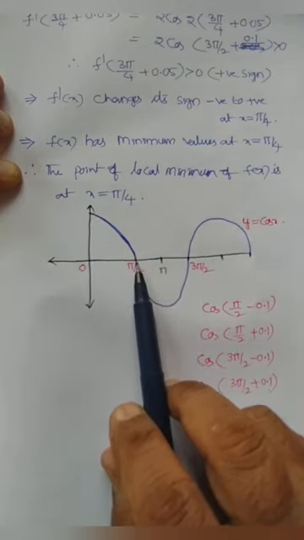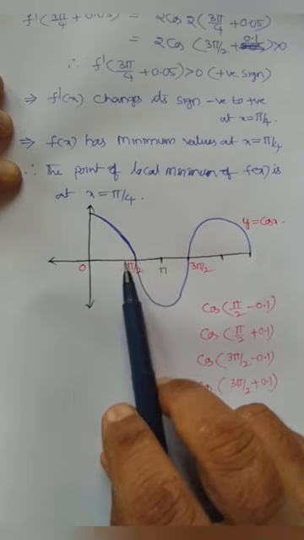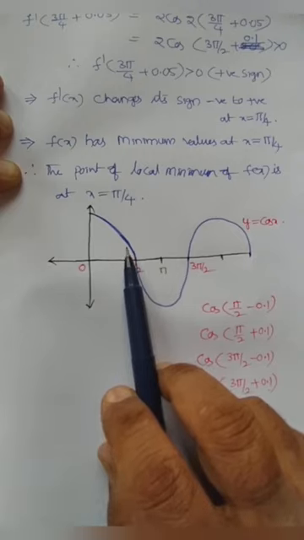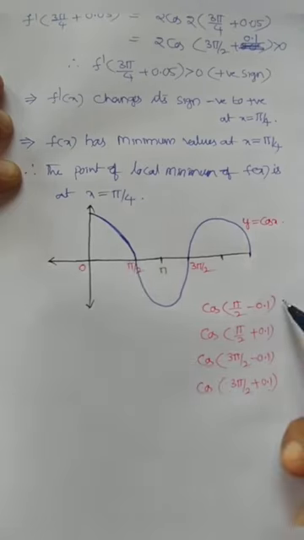Here the pi by 2 is there. So before the pi by 2, means just before the pi by 2, where is the curve? In the positive side. So it is greater than 0, we have taken.